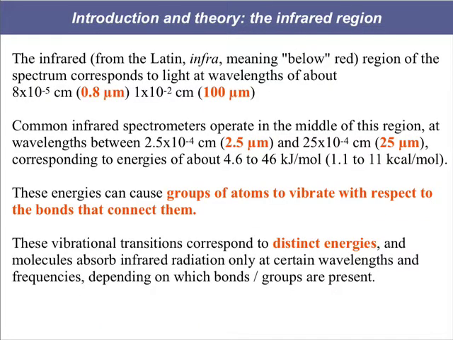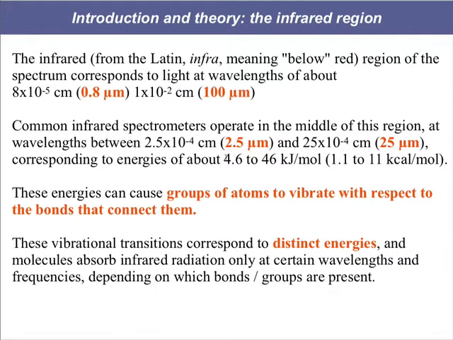Infrared comes from the word infra in Latin, which means below. So the word infrared basically means this is the region in the electromagnetic spectrum below red, meaning lower in energy than red. Of course, that corresponds to wavelengths longer than red, which basically is 0.8 micrometers to about 100 micrometers is the infrared region. In terms of where we look in this region, most bonds vibrate between 2.5 micrometers and 25 micrometers, and those correspond to energies of about 1 to 11 kcal per mole.